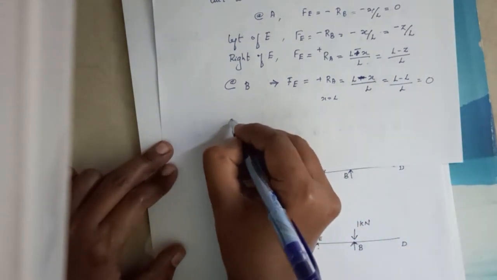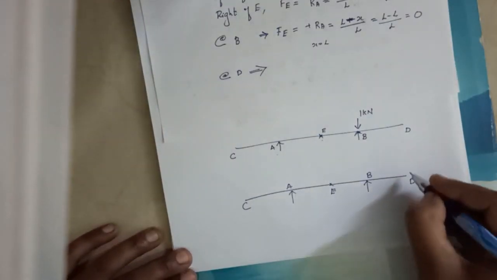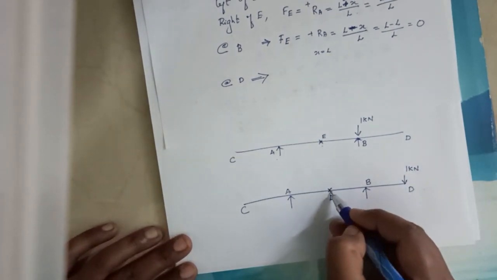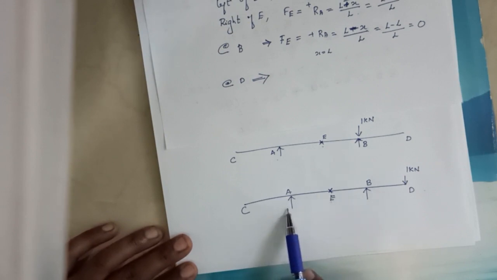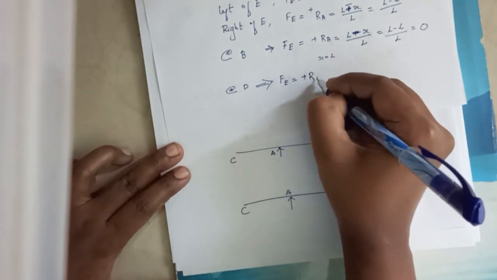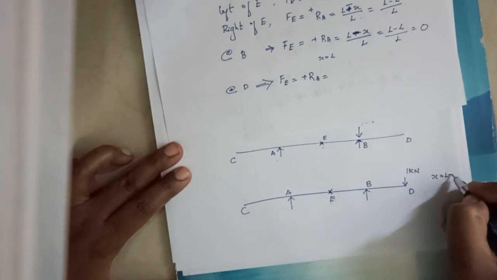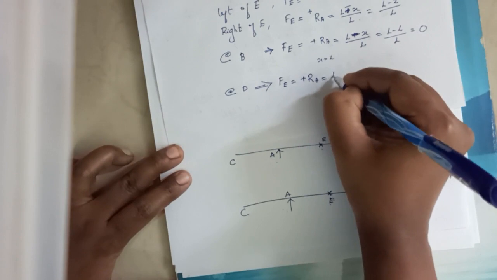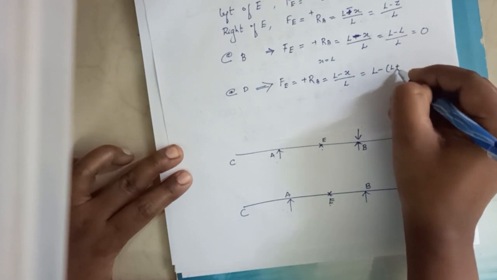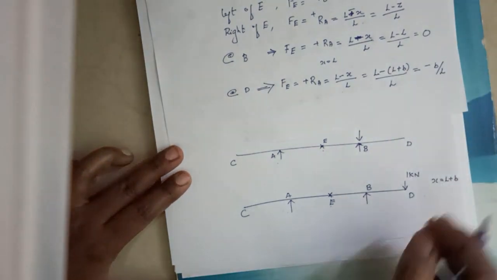Okay. Then last point at D, when the unit load is at the point D, then the shear force at E will be equal to again RA value. So shear force at E will be equal to plus RA. Here the x value is equal to L plus b, therefore L minus x by L, which is equal to L minus L plus b by L, which is equal to minus b by L. Okay.